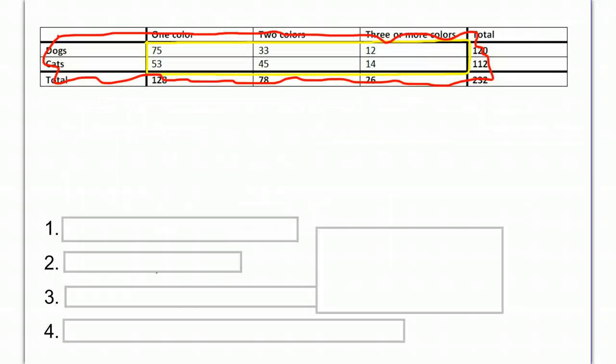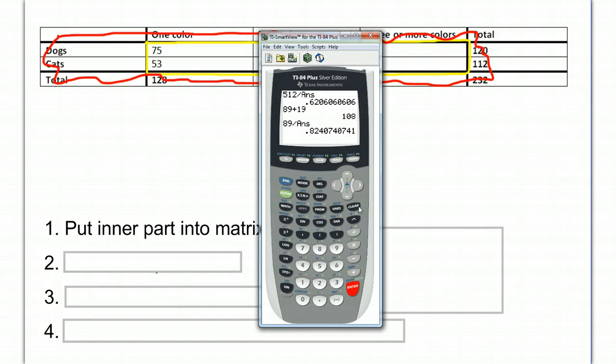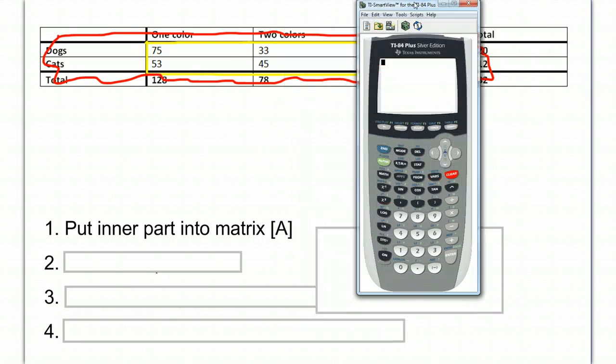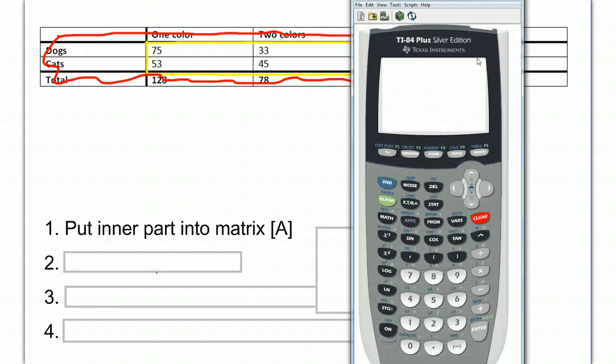To do the chi-squared test, we're going to focus on the middle of the table. So we don't need to worry about any of the labels on the outside. We don't need to worry about any of the margins. We only need to worry about the middle. So step one is going to be to take out our calculators and put all of these numbers here into matrix A.